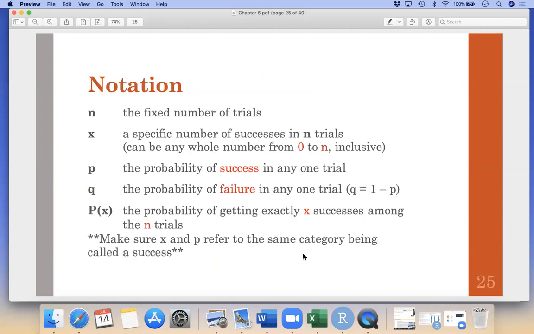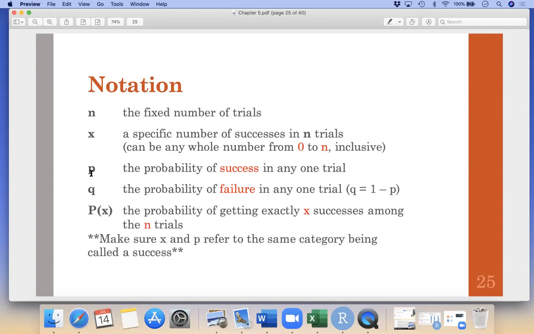Then we have some notations. You have to know about these things when you want to learn about binomial probability distribution. The first one is simple n. Simple n is sample size. That means, according to this section, the fixed number of trials. Simple x is a specific number of successes in n trials. So if we have n trials, we can have zero successes, one success, or up to n successes, including 0 and n.